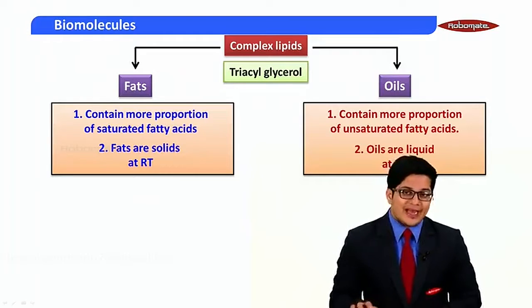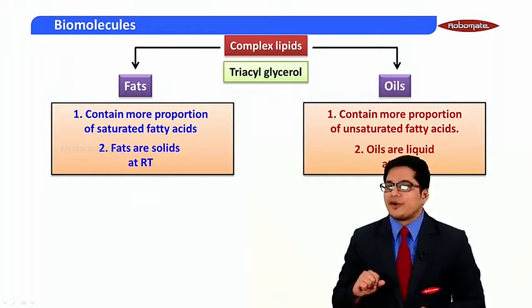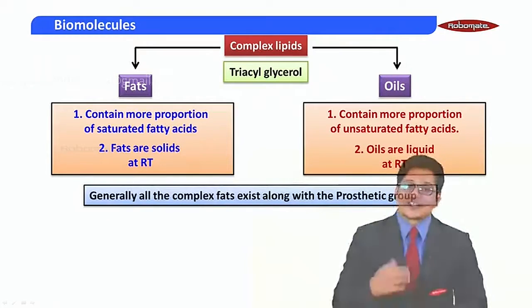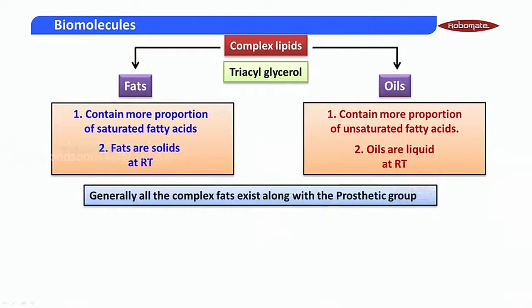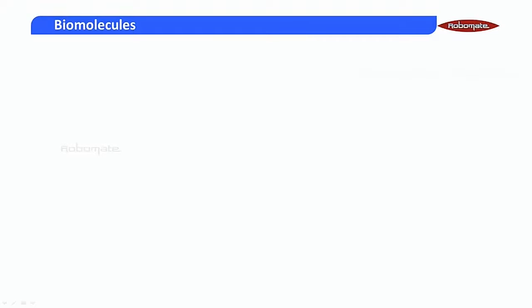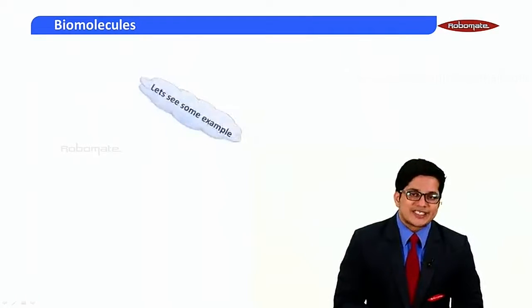And a very important point to remember over here is that all complex lipids generally exist in form with a prosthetic group. That means a group which is not a lipid. So what I mean to say is, I have a complex lipid which would comprise a lipid and a prosthetic group. Let's see some examples for this.